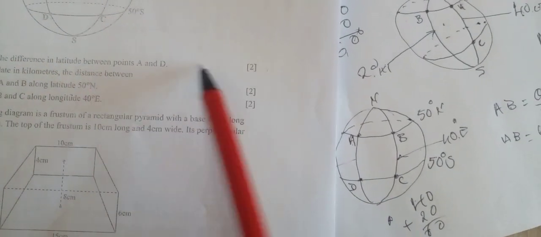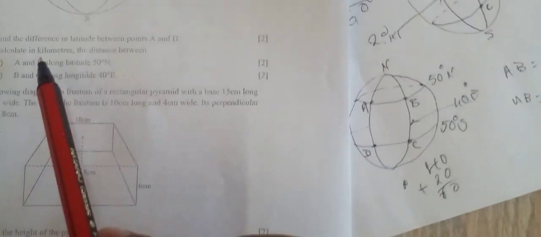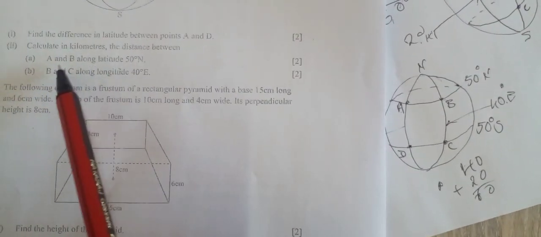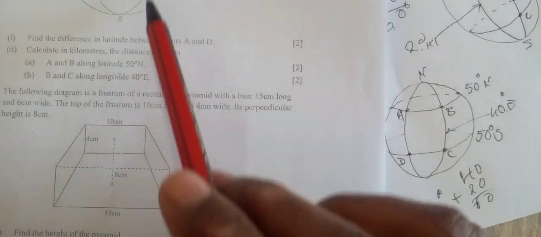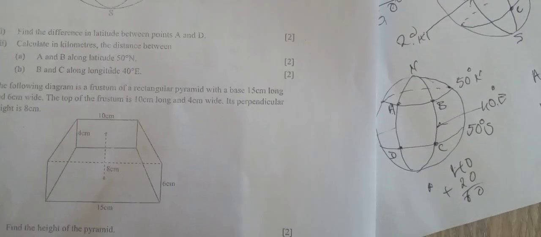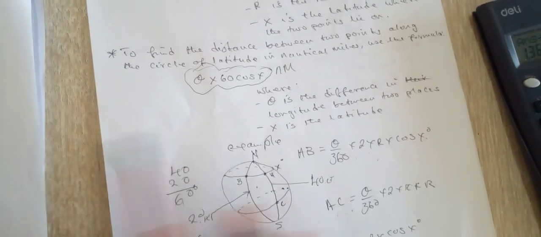And from the previous videos up to lesson 4, we talked of how to find the difference. So if you have not watched my videos, please go ahead and watch them and you will understand how to find the difference in latitude between A and D. And also you understand how to calculate distance in kilometers between A and B along the lines of latitude and also longitude. So this is what I intended to help you understand today. Hopefully I've made it clear and easy for you to understand and apply in your final examination.